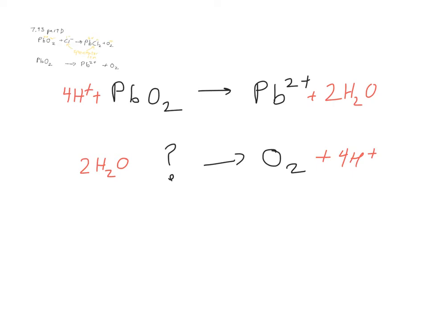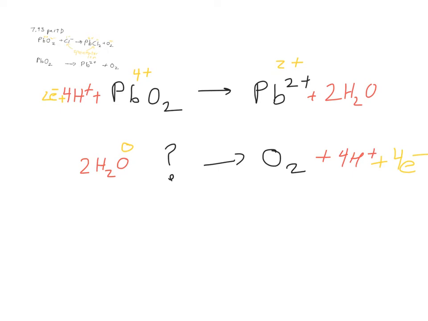So now my hydrogens, oxygens, and leads are all happy. I now need to take care of my charges. In my top equation, I have 4 plus on this side, 2 plus on this side. I have to bring my higher charge down to my lower, so I'm going to have to add 2 electrons over here. Then over here, I have a 0 on this side, and I have a 4 plus on the other side. So I'm going to have to add 4 electrons on this side.